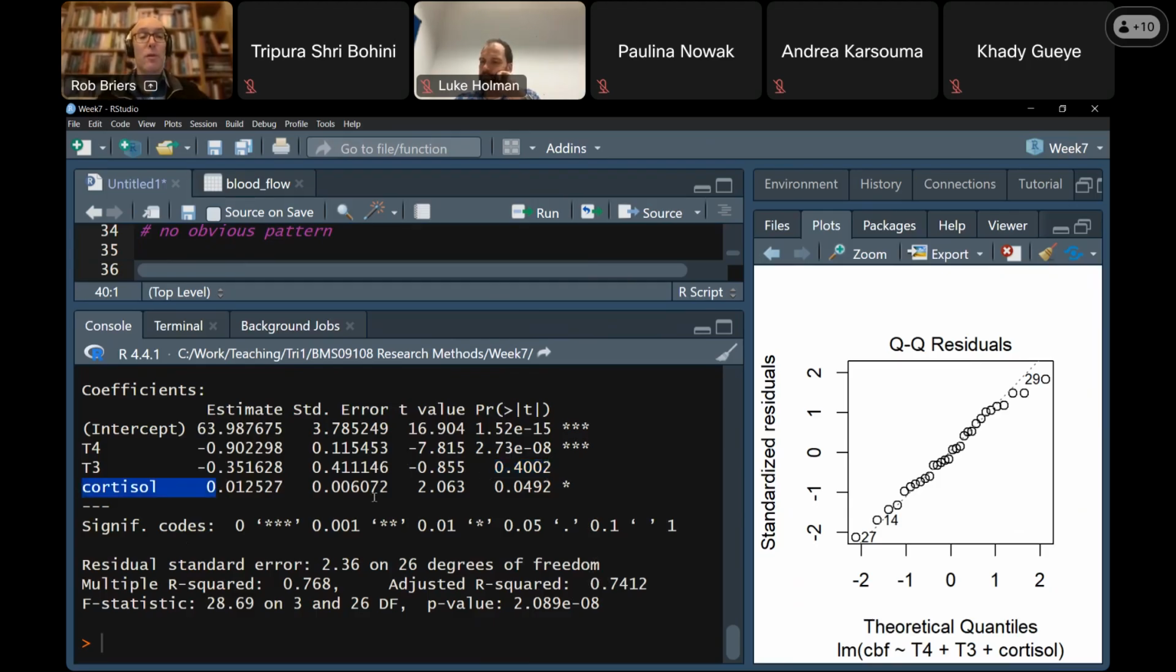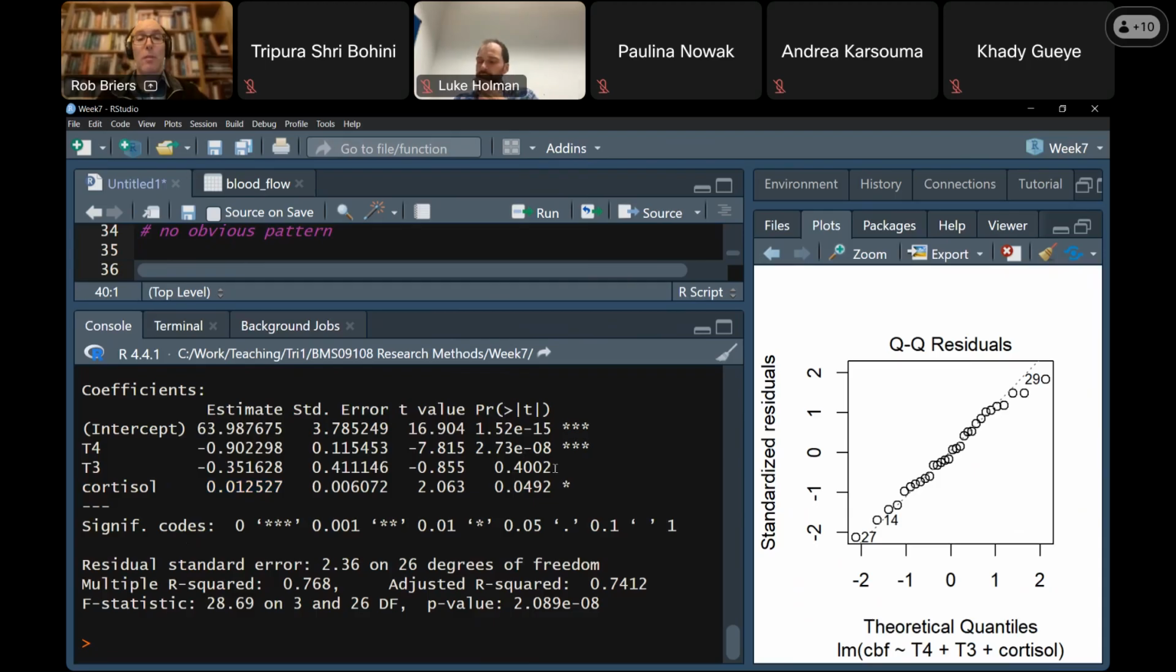Cortisol, however, is still significant. I mean, it's pretty close to 0.05, but it is less than 0.05, so it does seem to be helping us a little bit. So that is explaining some useful variability. It's worth including in the model. And cortisol seems to have a relationship in the opposite direction, so it's a positive value here. It is showing when cortisol increases, cerebral blood flow also increases.